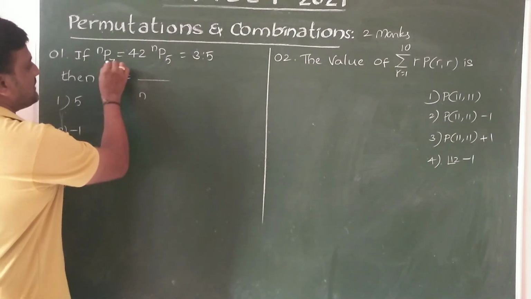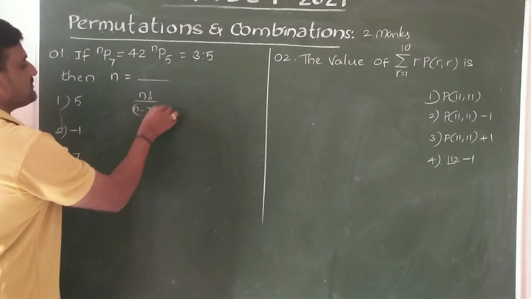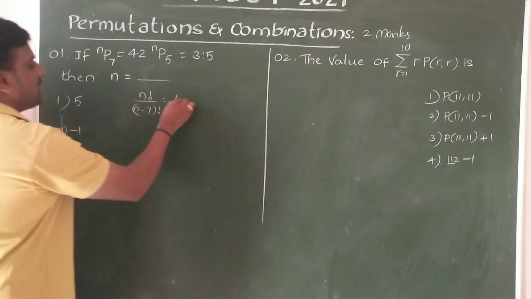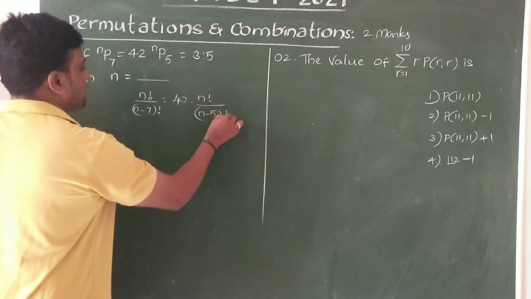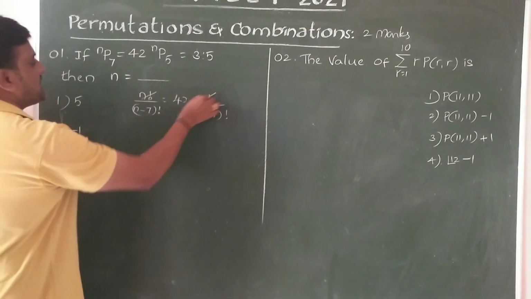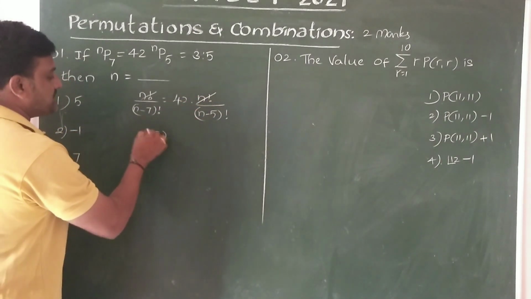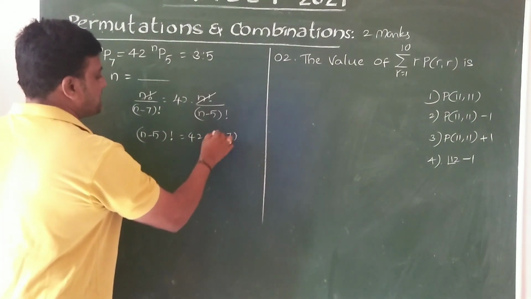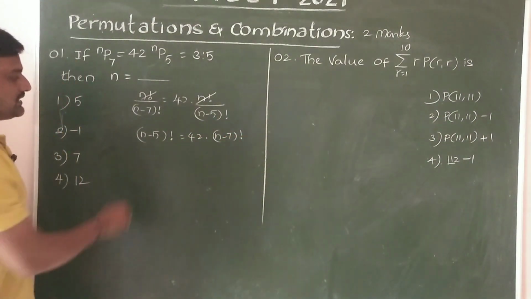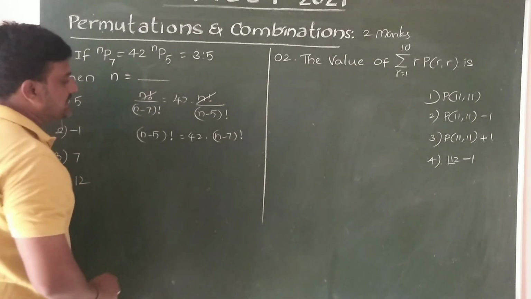nP7 equals n factorial by (n minus 7) factorial. Then 42 into n factorial by (n minus 5) factorial. Let us do simplification like this: (n minus 5) factorial equals 42 into (n minus 7) factorial. Now we have to delete the factorial.